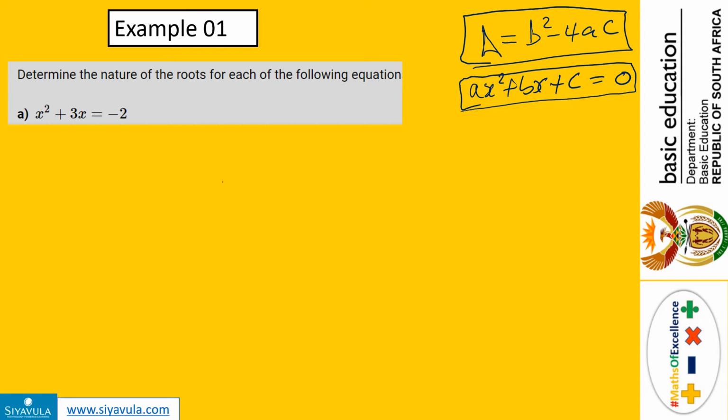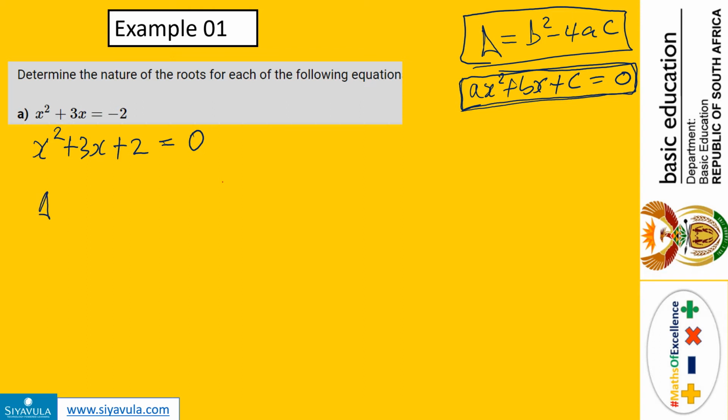So what I'm going to do is ensure that my equation is in the standard form, x squared plus bx plus c. You can see it's x squared plus 3x is equal to minus 2. So I'll first make it in that standard form. I transpose the minus 2 to the other side. It will be x squared plus 3x plus 2 is equal to 0. Okay, now my quadratic equation is in that standard form.